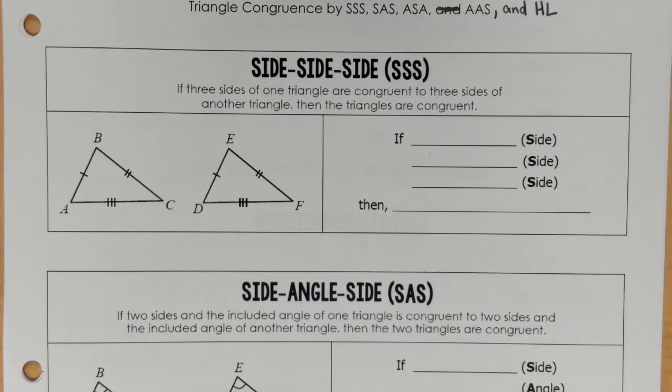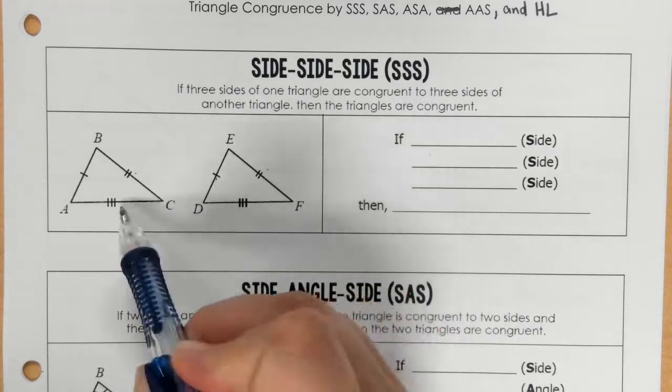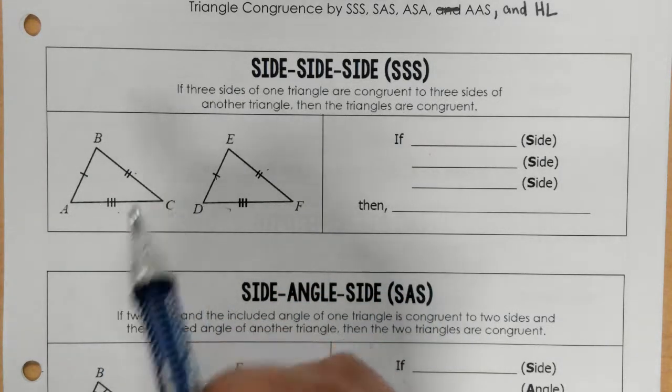So for the first one, it's called side, side, side, or SSS. If 3 sides of one triangle are congruent to 3 sides of another triangle, then the triangles are congruent. So if you look at the triangle given, we see that the first triangle ABC is congruent to triangle DEF, and this is because all of the sides are matching up here, which is side, side, side.